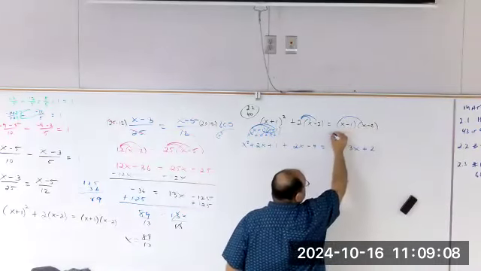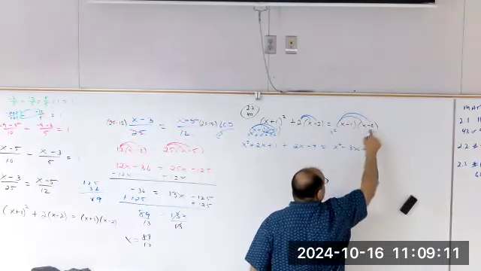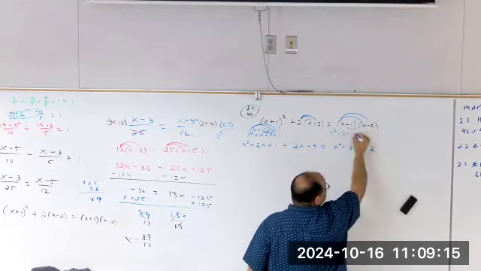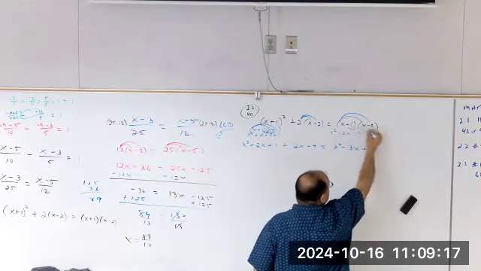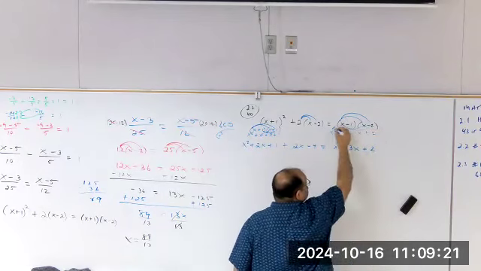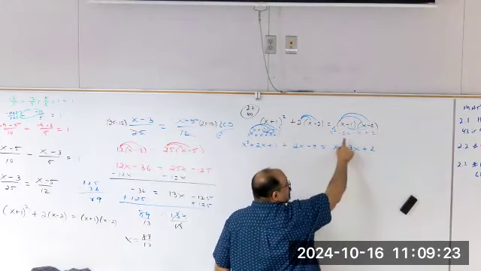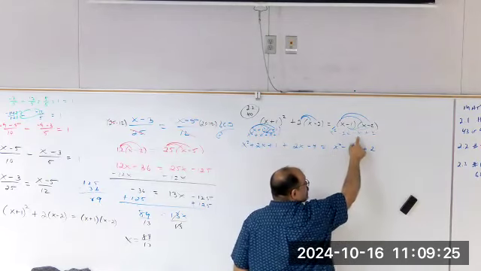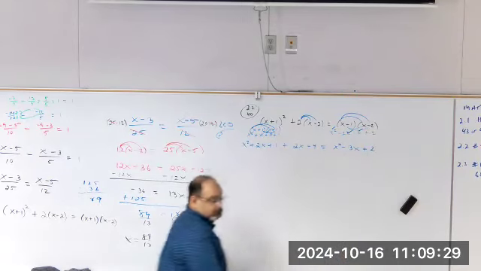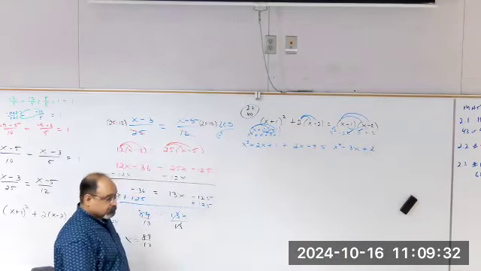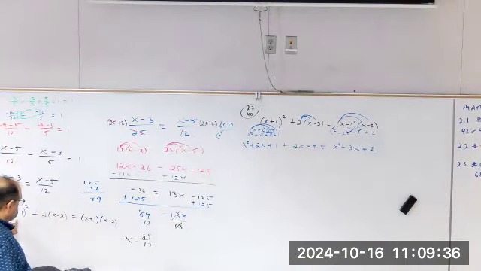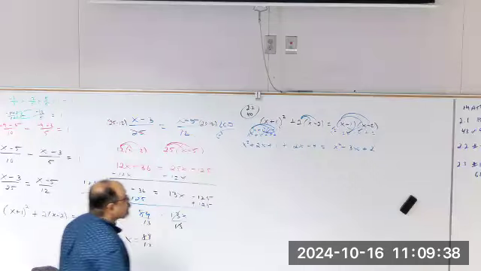X times x, and x to the second. X times negative 2 is a negative 2x. Negative 1 times x is negative x. Negative 1 times negative 2 is positive 2. So there's the x squared. Negative 2x minus x, that's negative 3x. And then the plus 2. Oh, plus 1.